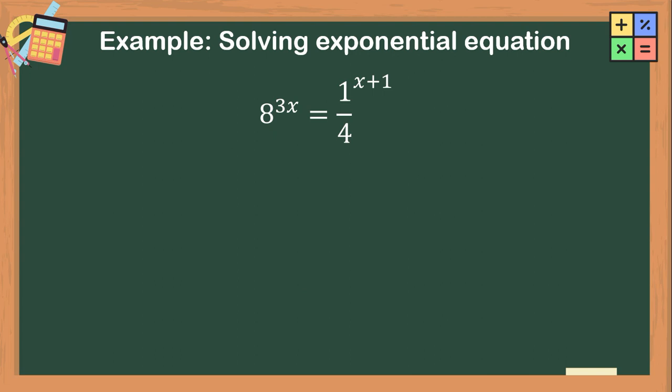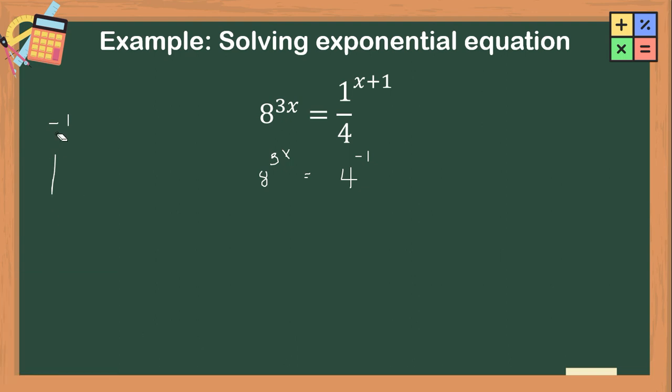Oh, medyo mahirap. 8 raised to 3x is equivalent to 1/4 raised to x plus 1. Since it's 1/4, let's first make it a whole number. So copy 8 raised to 3x is equivalent to 1/4. The 1/4 is to make it a negative, to make it a whole number, just simply express our answer in negative exponent form. So it becomes 4 raised to negative 1. Again, what is 4 raised to negative 1? 1 all over 4.